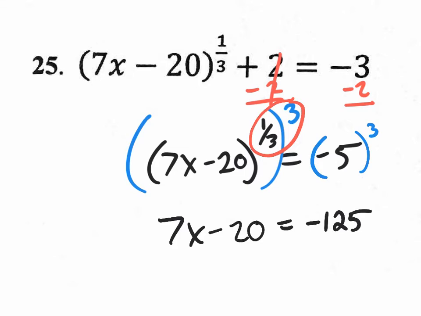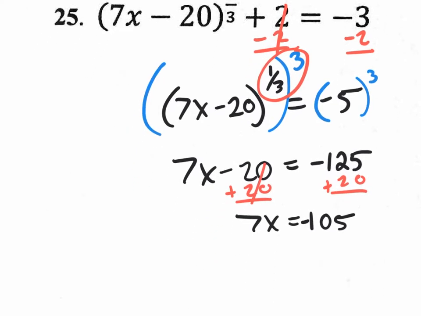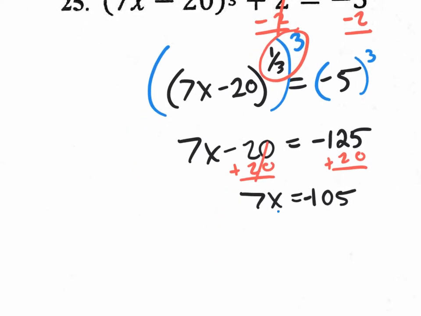Let's continue to solve. We're going to go plus 20 on both sides. We'll end up with 7x equals negative 105. And let's divide both sides by 7. 105 divided by 7 on a calculator is 15. So we have here x equals negative 15.